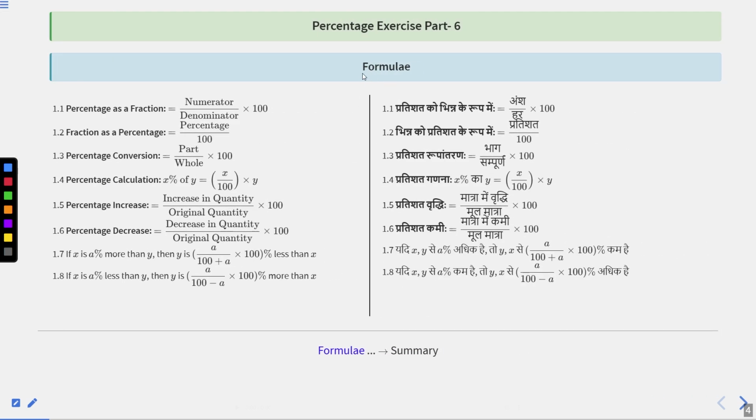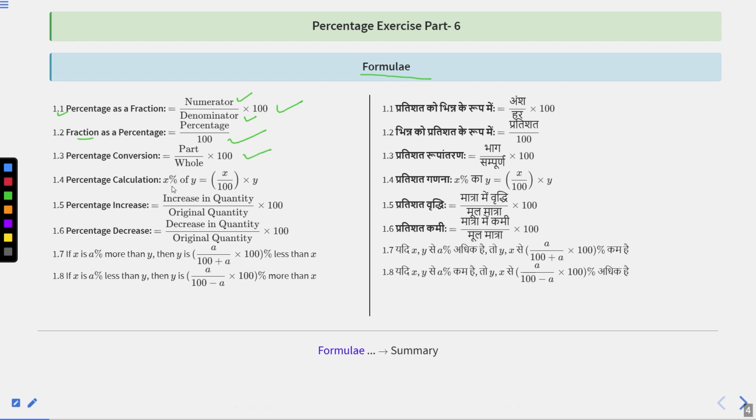Now, first we will see some formulas. First formula is percentage as a fraction: numerator upon denominator multiplied by 100 gives the percentage value. Fraction as a percentage: when you have a percentage value, just divide the number by 100 and we get the fraction value. Percentage conversion: part upon whole multiplied by 100 gives the percentage value.